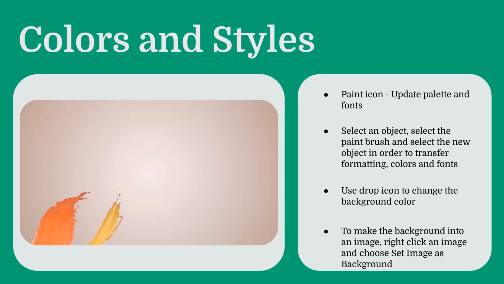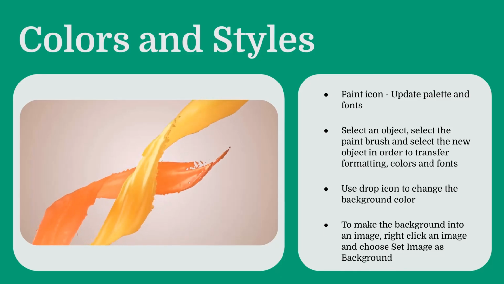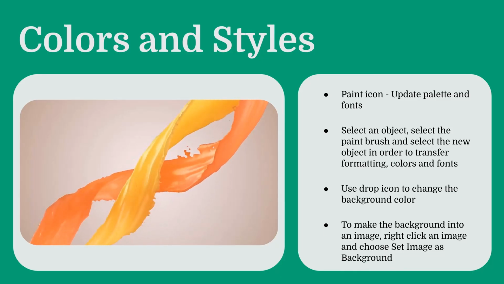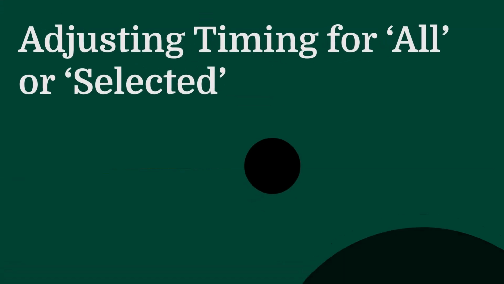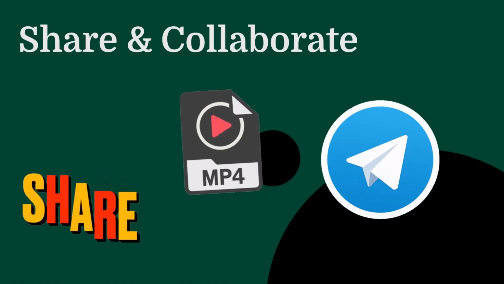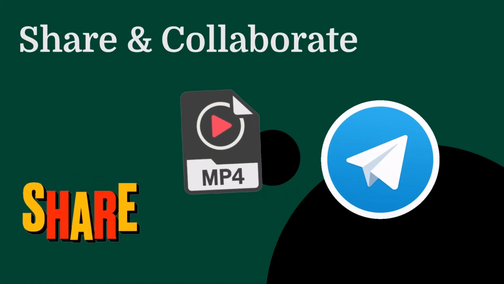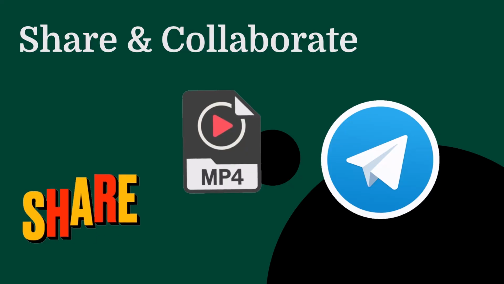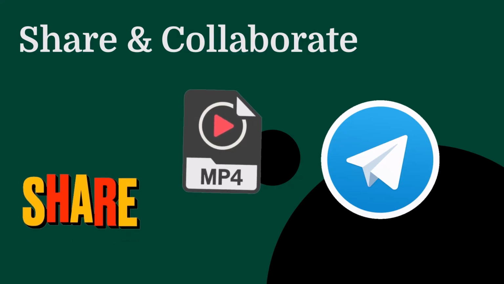Using a template automatically applies a color palette to your video, but you can edit it using the palette icon on the top toolbar. You can adjust the timing of objects by using the timeline. Google Vids also makes sharing and collaborating on projects incredibly easy. You can allow edit or preview access and download your final video as an MP4.